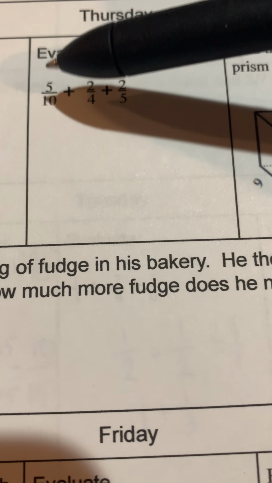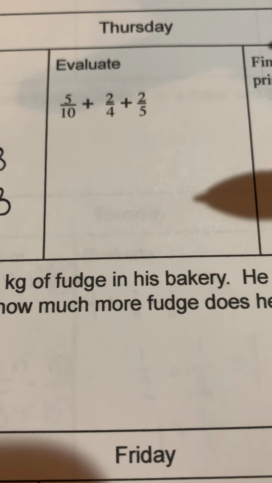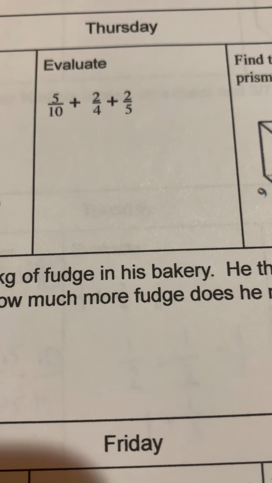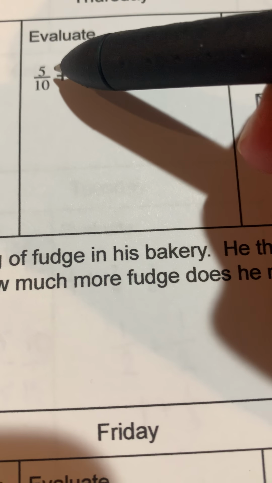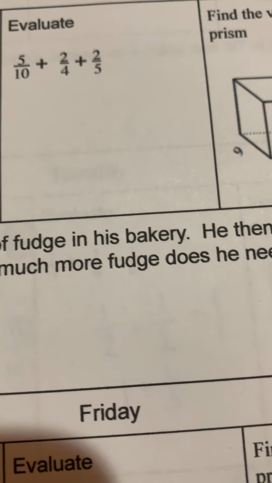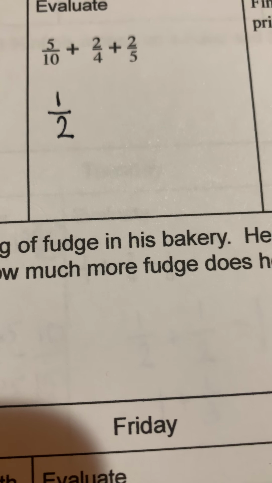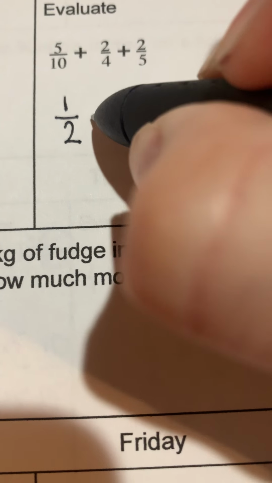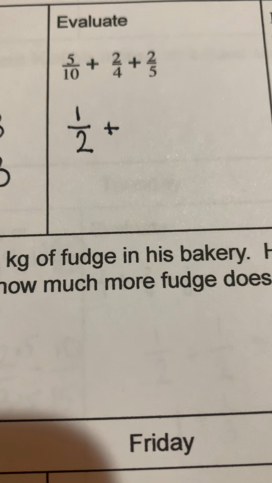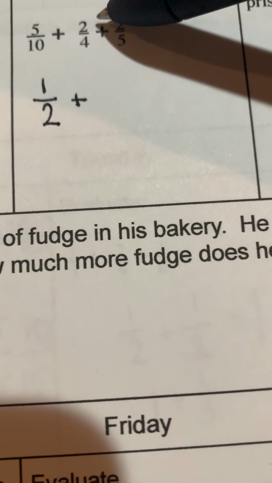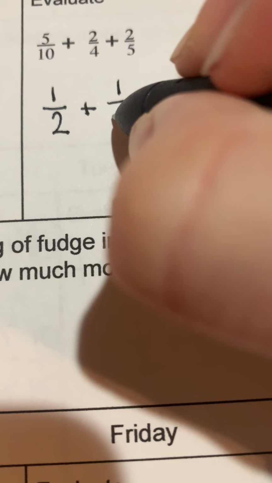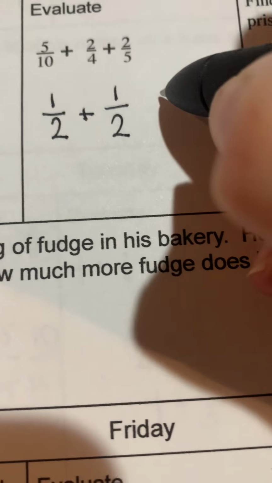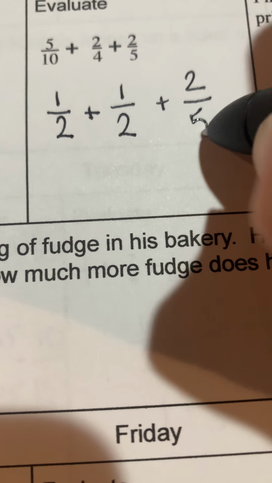Evaluate. We have 5/10 plus 2/4 plus 2/5. If we look at 5/10, 5 is exactly half of 10. So, we can make 5/10 1/2, it's the same thing. Then let's look at our 2/4. We can reduce this as well because 2 is exactly half of 4. So this becomes 1/2 plus 1/2 plus 2/5. We can't reduce 2/5.